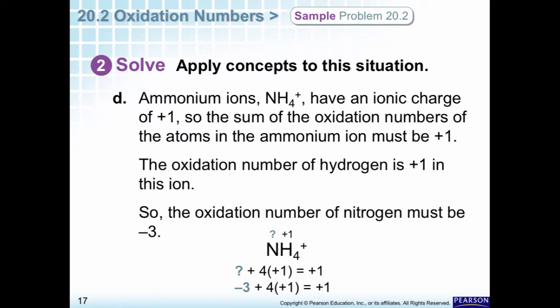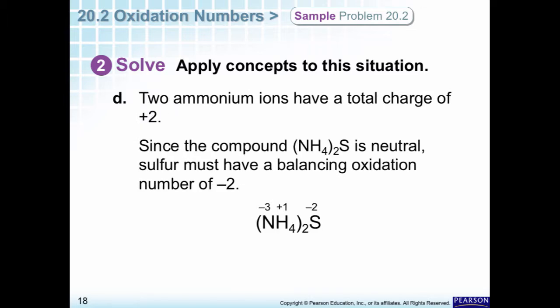And NH4, again, you know hydrogen is plus 1 always, so then you have to determine what the N is. So you can figure that out as shown here. Okay, and since it's ammonium sulfide, once we know what that is, sulfur is going to always be a minus 2 in this case, since our ammonium is plus 1 and we have 2 of them.